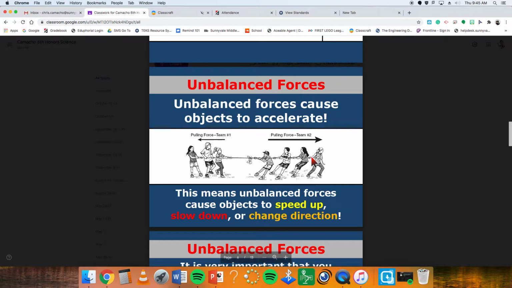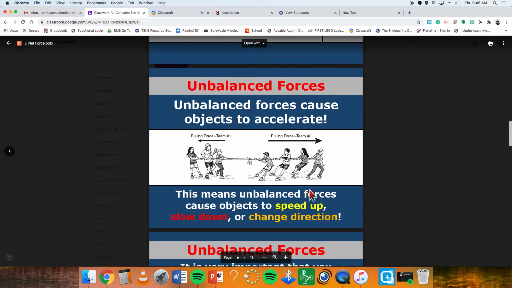So moving on, unbalanced forces cause objects to accelerate. This means unbalanced forces cause objects to speed up, slow down, or change direction. So now let's look at that vocabulary word for acceleration. Acceleration is defined as speeding up, slowing down, or changing direction. It doesn't need to be all three. It can be any one of those.